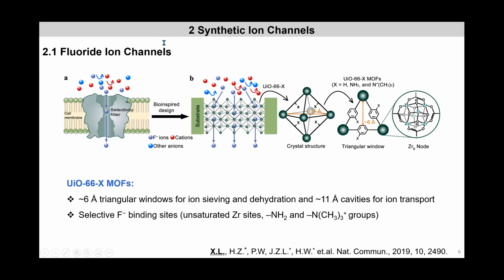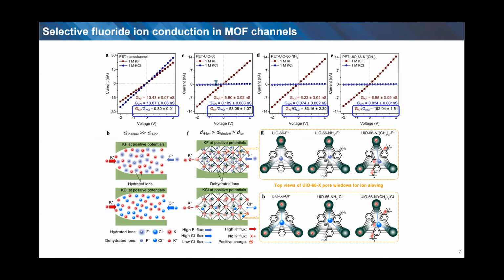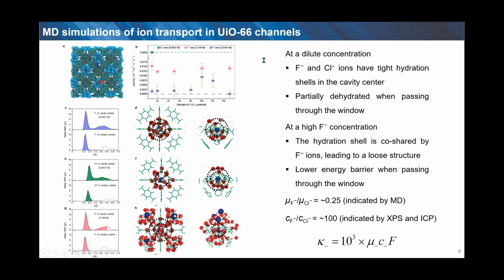Then we studied the ion transport property in the MOF channel via IV curves. From the curves, we can see the UiO66 MOF channel shows a selective fluoride transport over chloride compared to the PET nanochannel. And then we figured out the ion transport mechanisms in UiO66 channels via MD simulations.